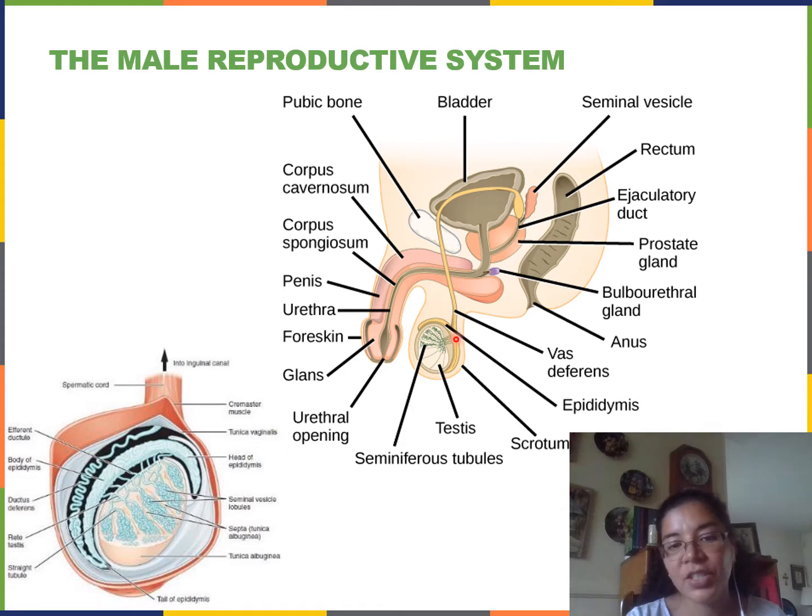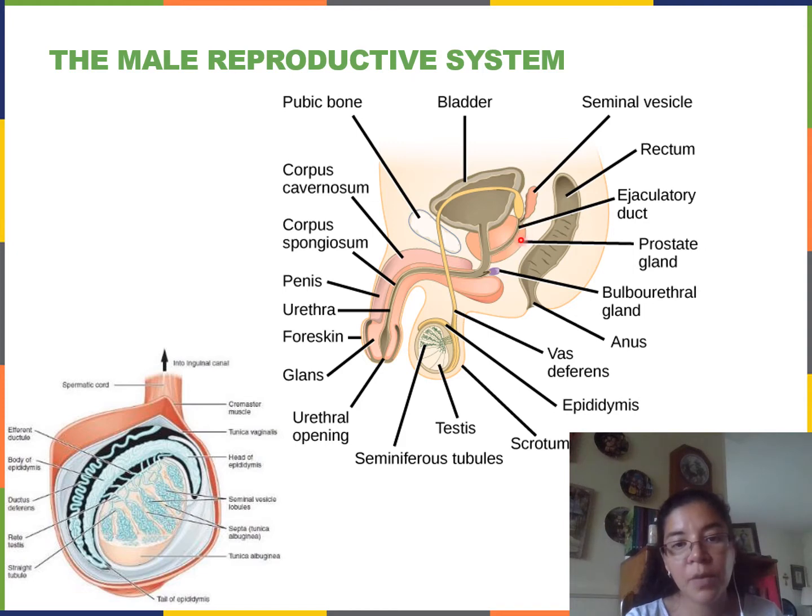The vas deferens ascends into the body cavity. It goes behind the urinary bladder. It passes by a couple of glands that are called accessory glands. That means they're going to help in the development and nourishment of that sperm. And so we have the seminal vesicles. We have the prostate gland, which is located inferiorly beneath the urinary bladder.